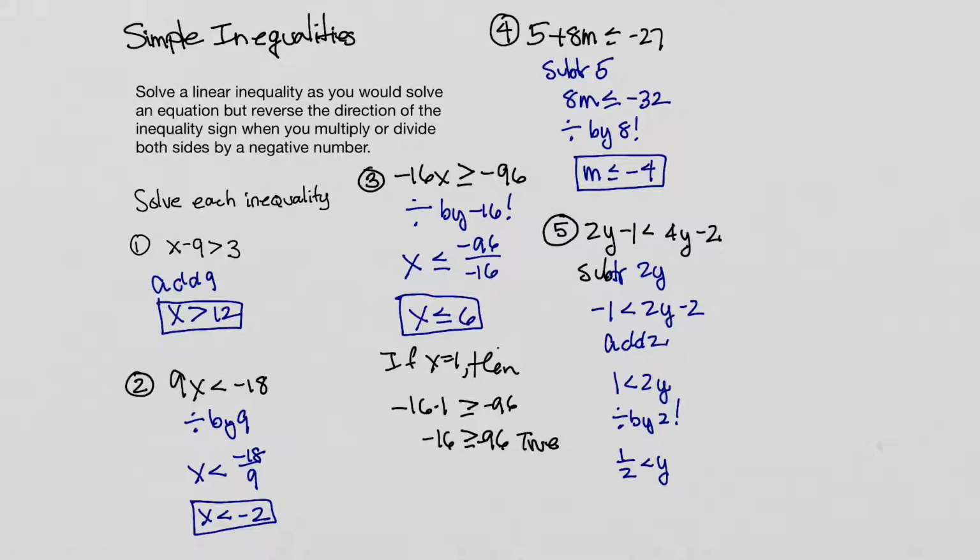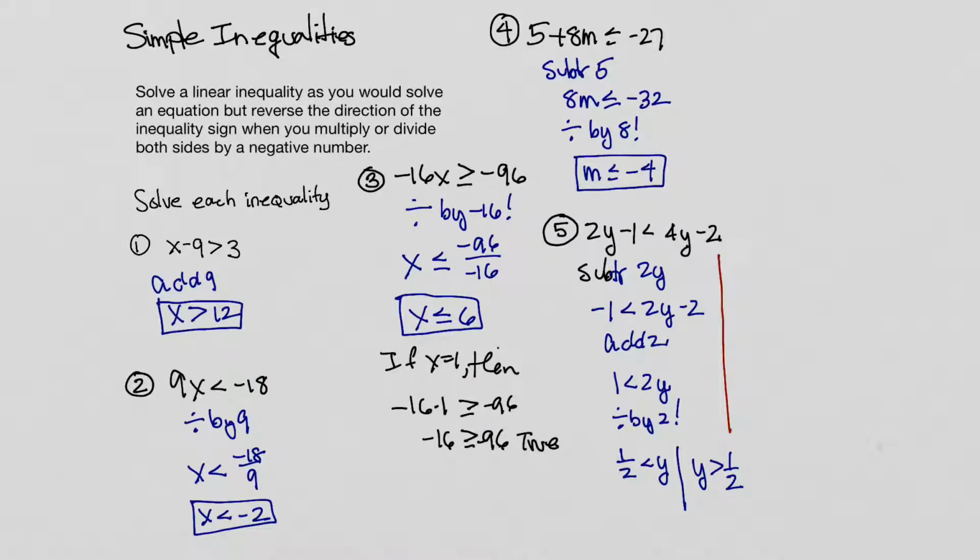Now look, this is okay. We're saying 1/2 is less than y, but that's just kind of awkward. I want the y on the right side. So, if I was to say, you are younger than I am, that's the same thing as saying, I am older than you are. So I'm just going to turn this around.